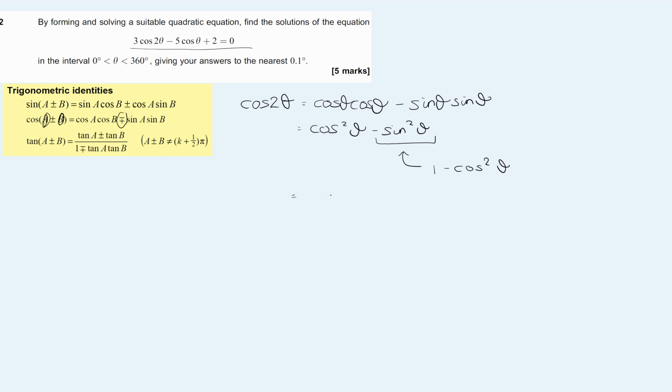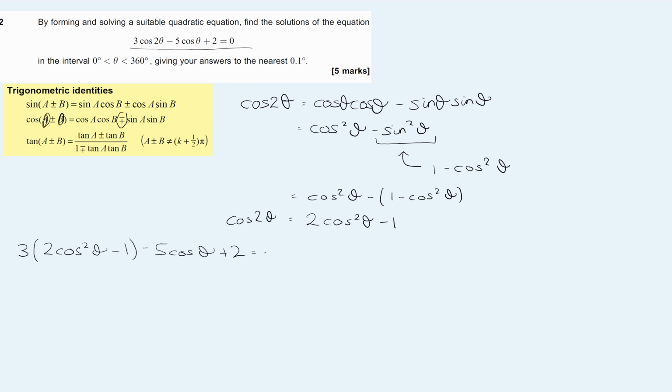So if we write this out again, I've got cos squared theta minus (1 minus cos squared theta). So this is one of our identities for core 3 really, which is that you've got cos squared plus cos squared, so it's 2 cos squared theta minus 1. So that's what I can rewrite cos 2 theta as. Then I'm going to rewrite this quadratic, so it's 3 lots of (2 cos squared theta minus 1) minus 5 cos theta plus 2 equals 0.